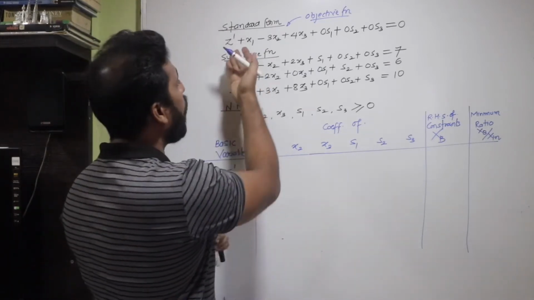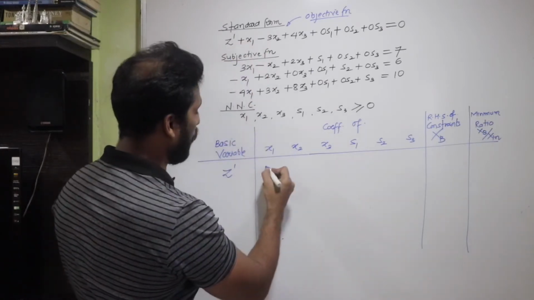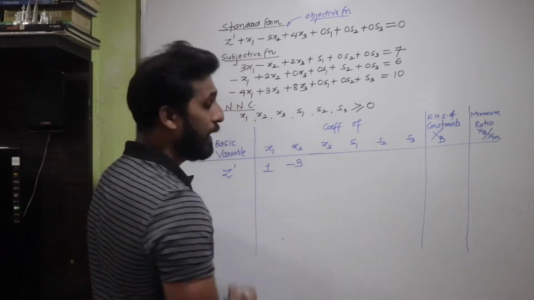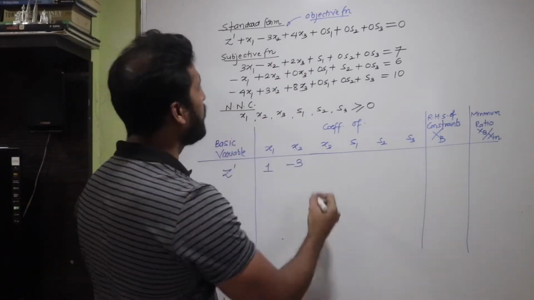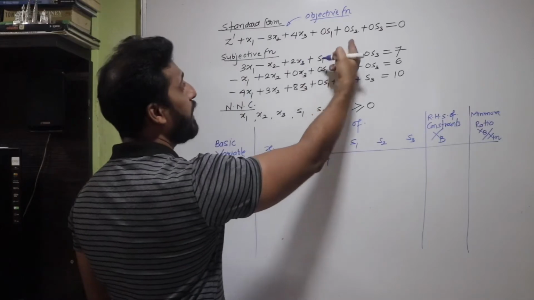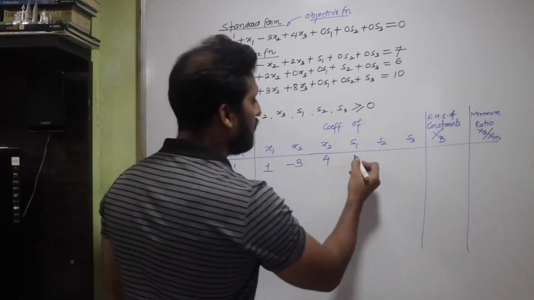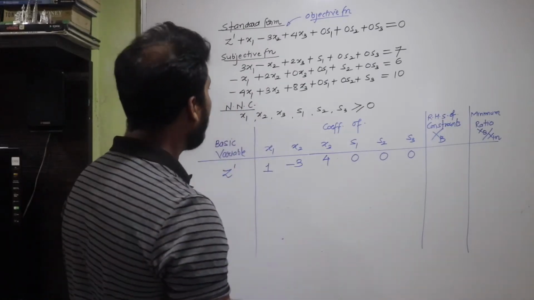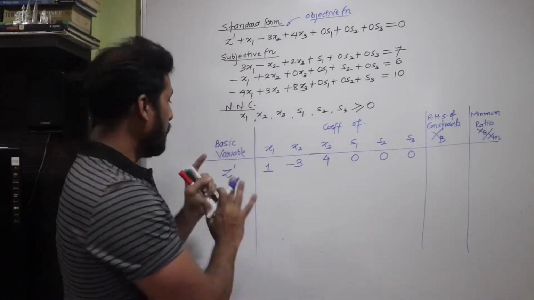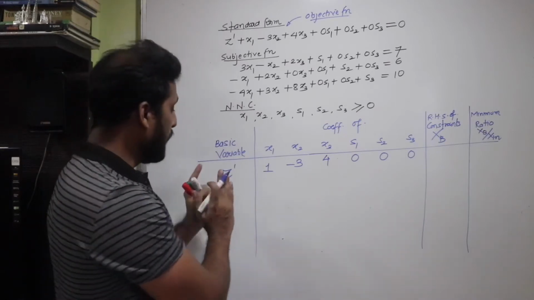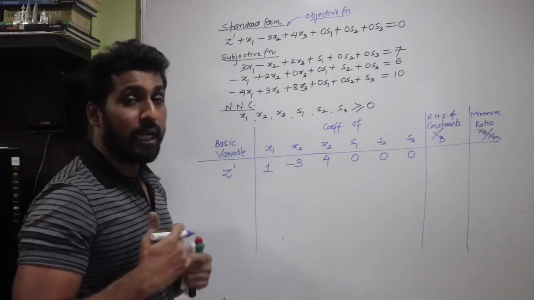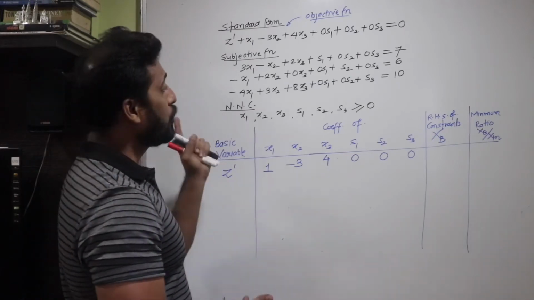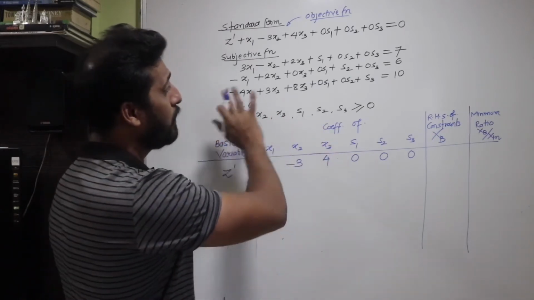So z dash, and what are the coefficients we have? x1 has coefficient 1, so let's write 1 here. x2 has coefficient -3, so I'm going to write -3 here. x3 has coefficient 4, so let's write 4. s1, s2, s3 all have coefficient 0, so let's write 0, 0 and 0. The next thing is the basic variables. I'm going to keep this column a little bit empty at this moment because I'm yet to decide my basic variables. Let's write the coefficients of all the decision and the slack variables from the subjective function.